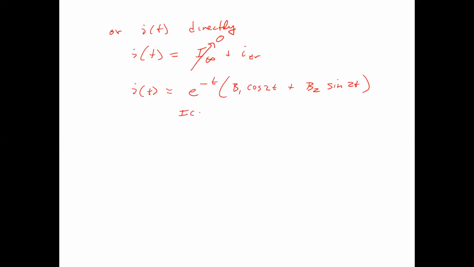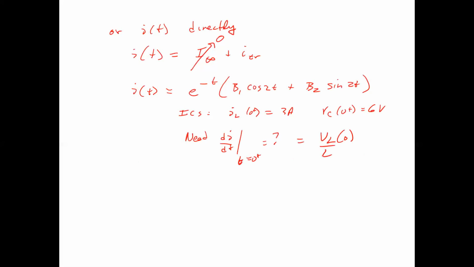The initial conditions are that IL of 0 is going to equal 3 amps, VC of 0 is going to equal 6 volts. You'll have to figure out what di dt is at t equals 0 plus. But that's going to just be VL of 0 over L.